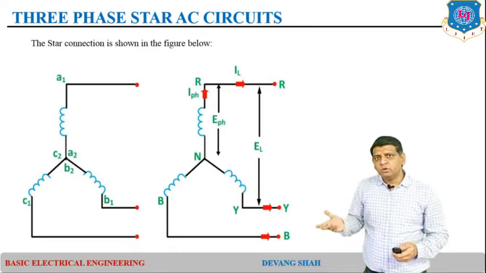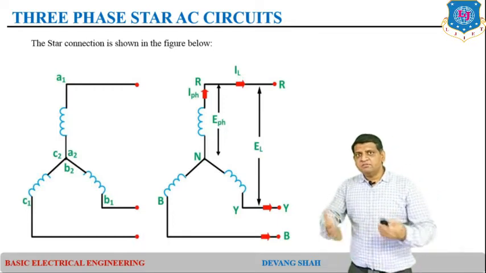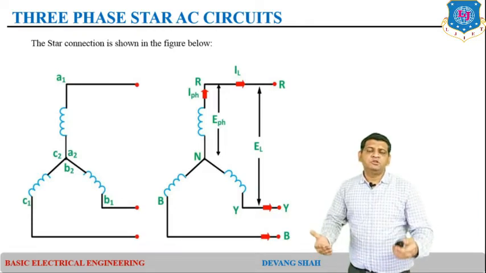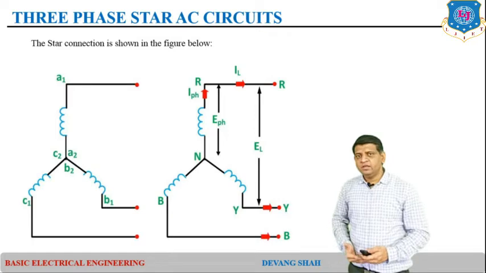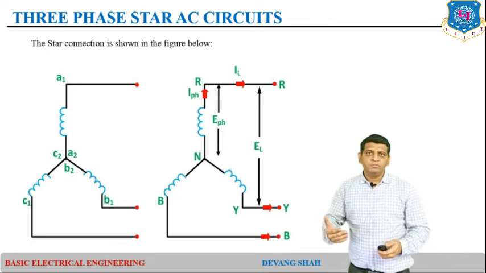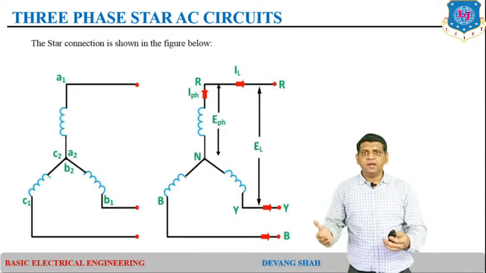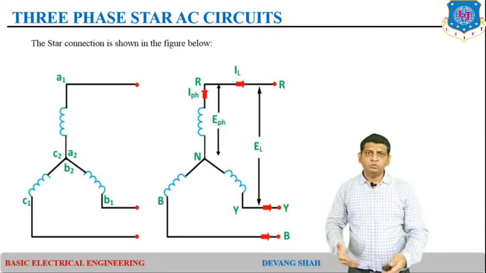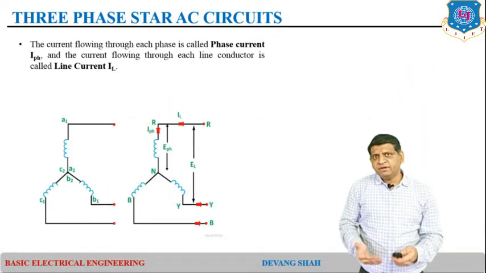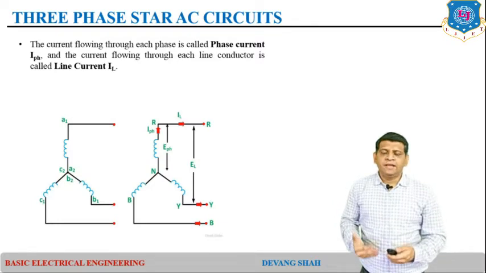So if we talk about the generation of a three phase star connection, it would look like this. Here, EPH is the phase voltage, which is the voltage drop across each phase. EL is the line voltage, the voltage difference between two lines. Now I define my phases R, Y, B, and my lines as the red line, yellow line and blue line, right? Accordingly, the current flowing through each phase we define as the phase current IPH, and the current flowing through each line as the line current IL.